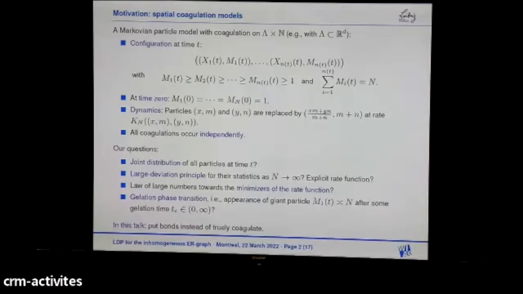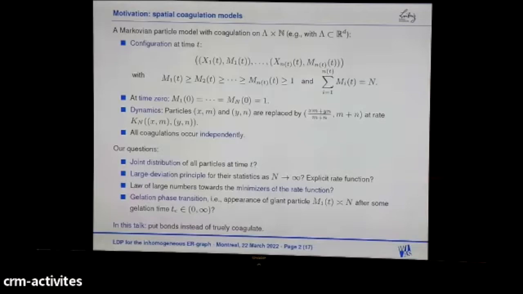And fine. In this talk, however, I will go to something simpler because it's a bit cumbersome to keep track of all the changes of the locations of the particles. For each single coagulation event, you have a change of the location of two particles. It's not a movement, no? It's just a replacement of two particles by one. And this is very nasty to keep track of mathematically.